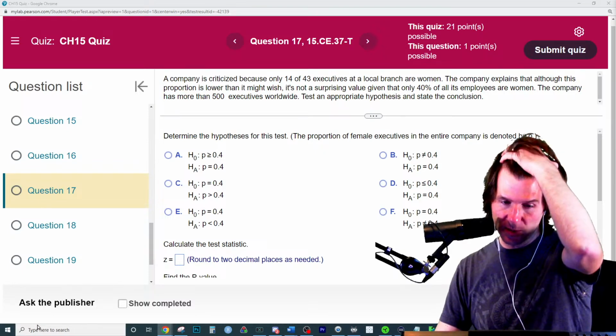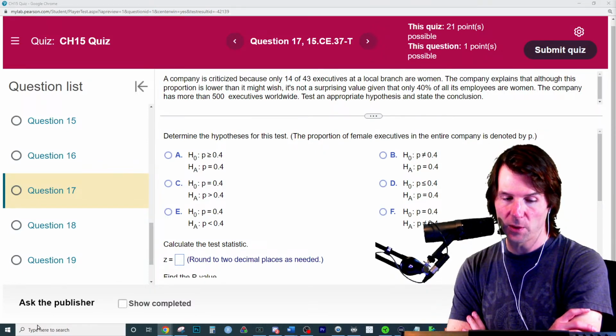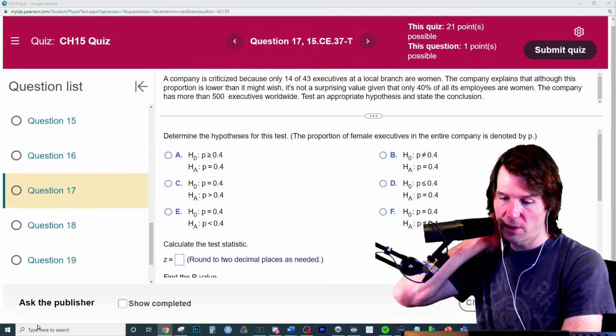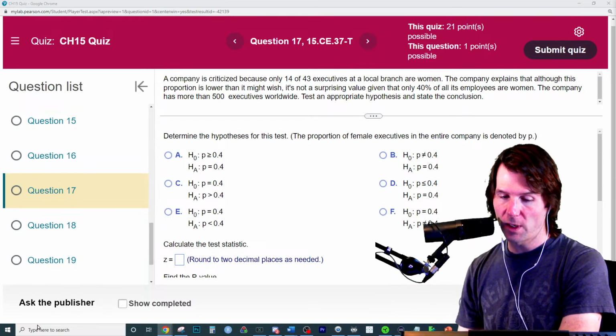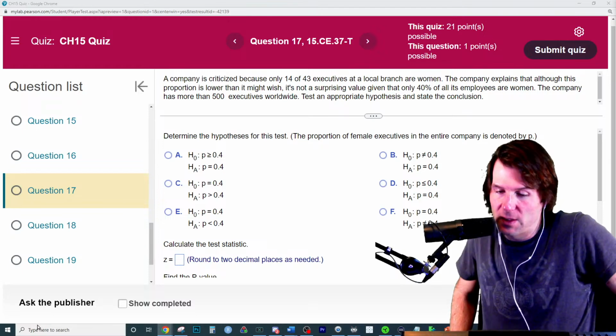A company is criticized because only 14 of its 43 executives at a local branch are women. The company explains that although the proportion is lower than it might wish, it is not surprising given that only 40% of all of its employees are women. The company has more than 500 executives worldwide. To test an appropriate hypothesis, state your conclusion.